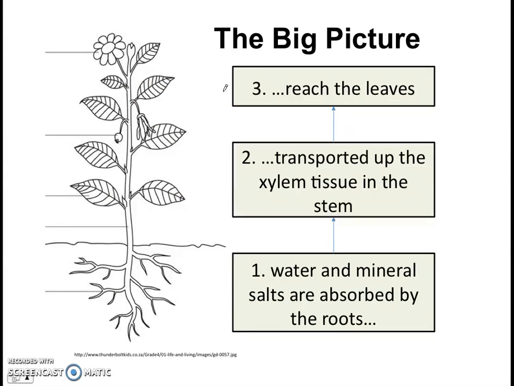Right, so we're coming to the end of our video. We've already looked at how water and mineral salts are absorbed by the roots. We've looked at what happens in the leaves, diffusion of gases in and out of the leaf. Now, one question remains. How is water transported up the xylem tissue in the stem? How does water move from the roots all the way up to the leaves?